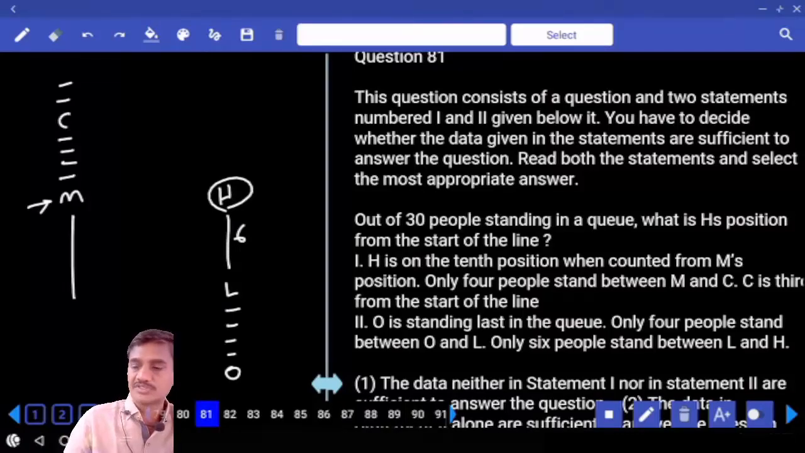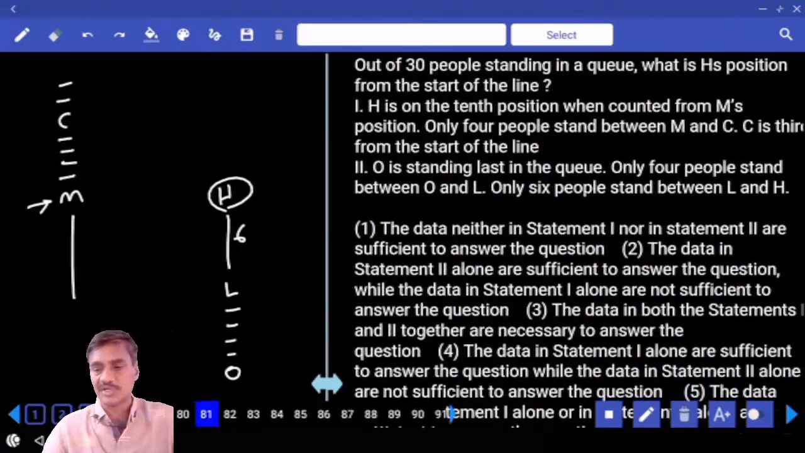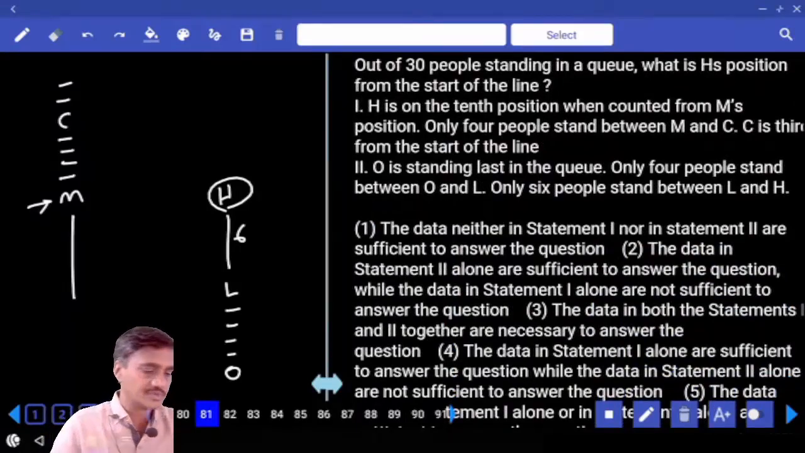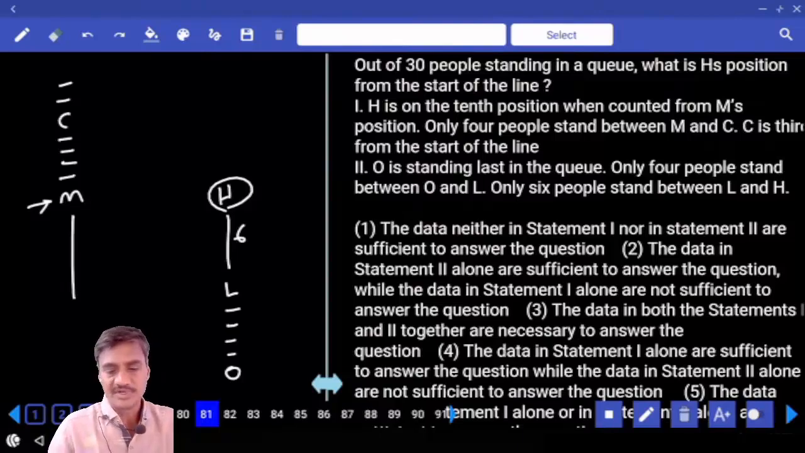Yes. 1 alone is sufficient, 2 alone is sufficient, each statement alone is sufficient. Either 1 or 2. Either 1 or 2, that is given in which choice? Choice 5. Either 1 or 2, that is choice 5.